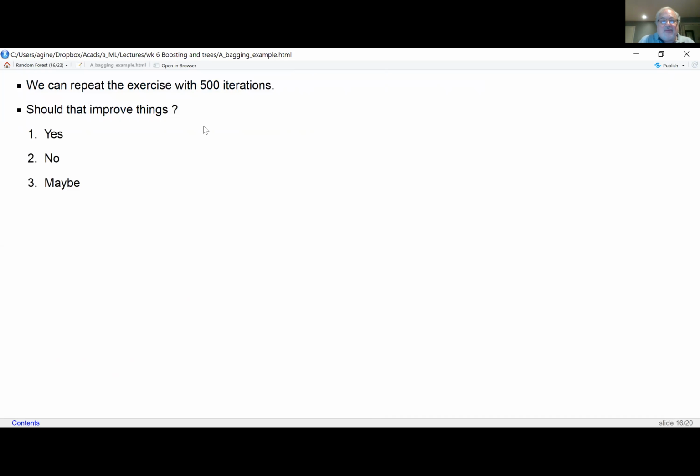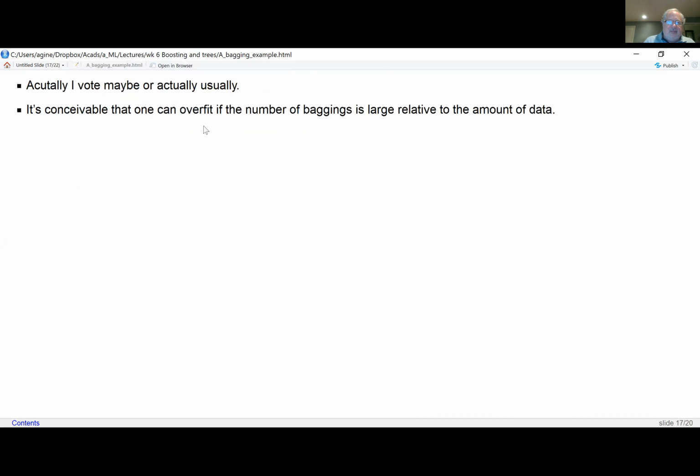Maybe. It probably will. But you do have the issue that you could run into overfitting. First of all, you could be unlucky. But the other thing is, 500 isn't nearly enough, but if you took 10,000, you would definitely overfit, and then you probably wouldn't increase things. But I'm going to go maybe, usually. Maybe is always the safest choice. Maybe you're right on that. I don't know.